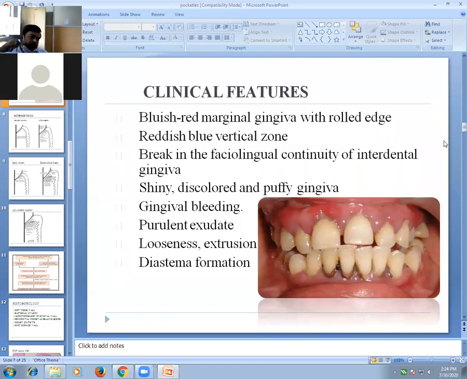What are the clinical features of your periodontal pocket? When you clinically examine, there will be a bluish red marginal gingiva with a rolled edge. Color of gingiva will be bluish red, and you will see a reddish blue vertical line which is extending from the marginal gingiva to the base of your sulcus. Then the gingiva will be shiny, discolored, puffy gingiva. When you probe, the gingiva will bleed. There is an exudation. When there is more bone loss, we will see mobility, extrusion, and pathological tooth migration.